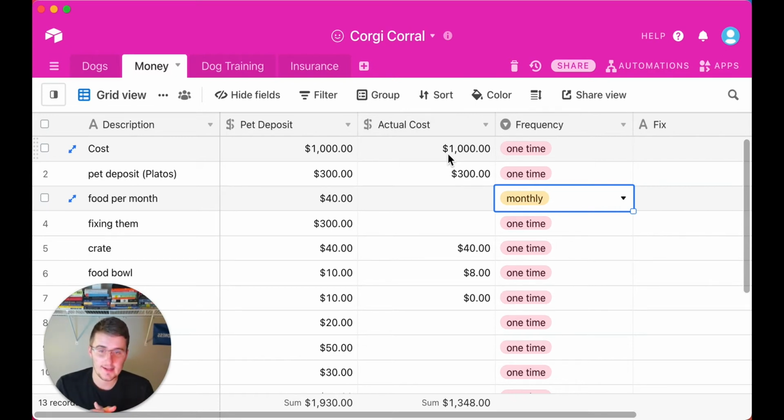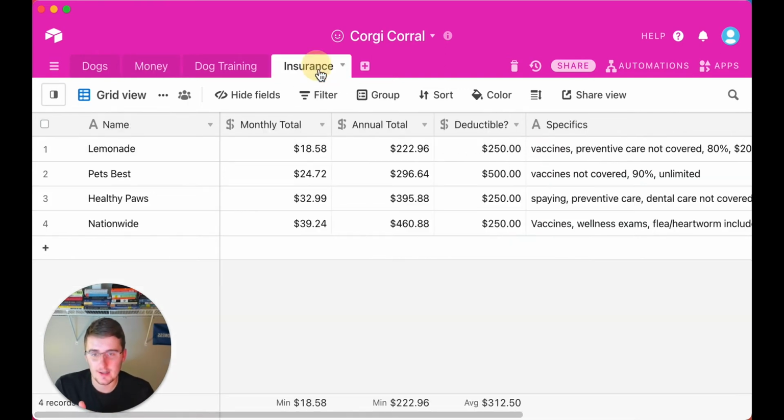Now, the last table. I was introduced to pet insurance by my good friend Luke, but the last table is comparing pet insurance. With the first one, we were comparing different dogs, and with the second table, we were comparing the different costs associated with those dogs. This last table that we really use a lot is comparing pet insurance policies.